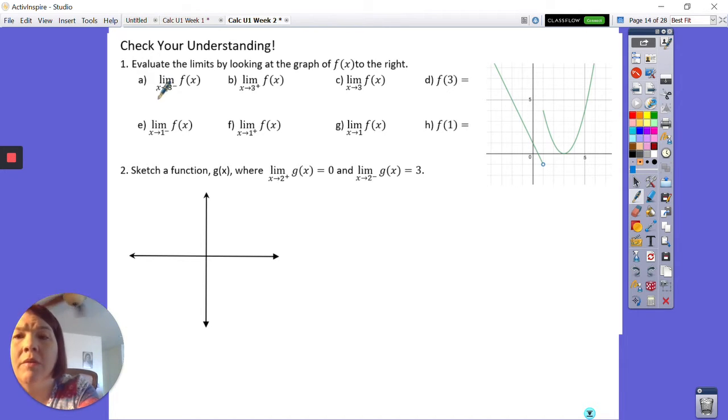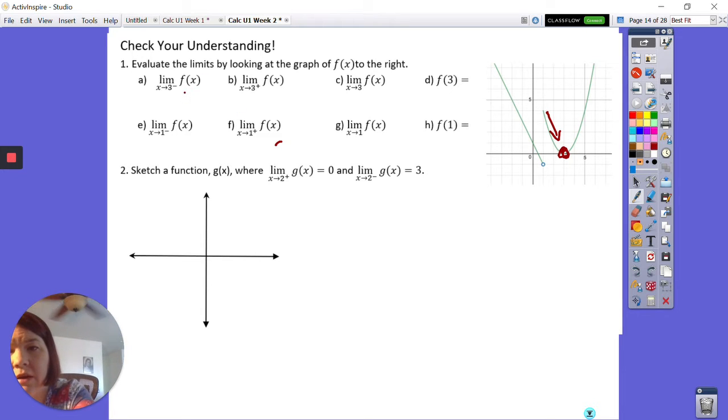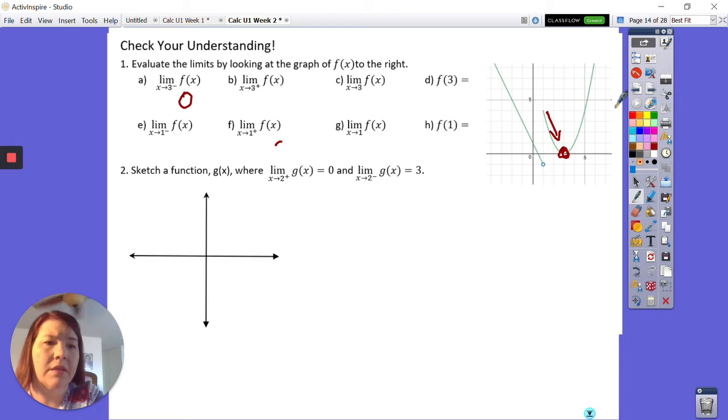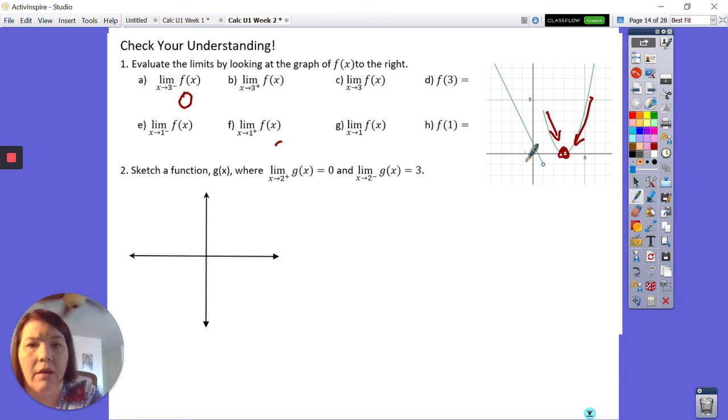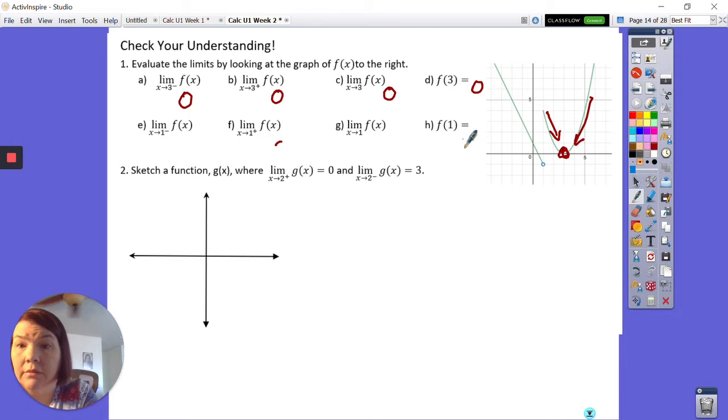So this first one, we've got x approaching 3 from the left. So 3 is right here. As I approach from the left, that means this way, I'm going to get 0. What happens as I approach from the right? Oh, I also get 0. Cool. So what's the answer? Well, it's 0. What is the value of the function? It's 0. Now I want you to do the ones with 1.